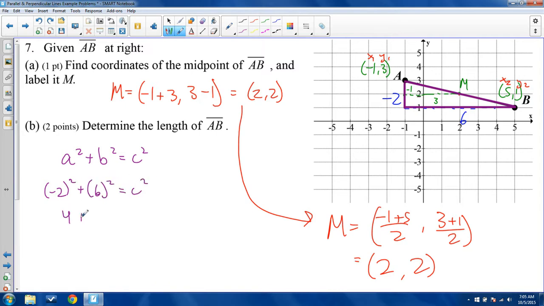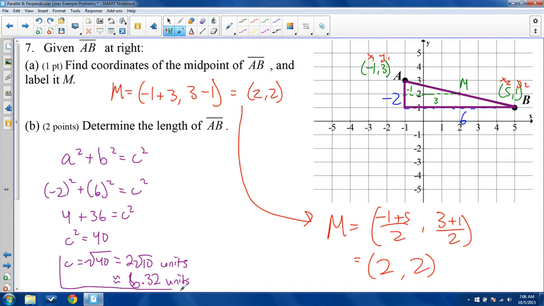Negative 2 squared is 4, 6 squared is 36, so c squared is 40, so c is the square root of 40. If you're simplifying the radical, that length is 2 root 10. Or, if you were going to take the square root of 40 and get a decimal approximation, it would be 6.32 units. It didn't ask to round to the nearest tenth or anything like that, but let's round to the nearest hundredth, 6.32 units. Either way is acceptable. Now, what if you didn't have the graph? What if you didn't think of it as the Pythagorean theorem? What if you only go by memorization and want to use the distance formula?